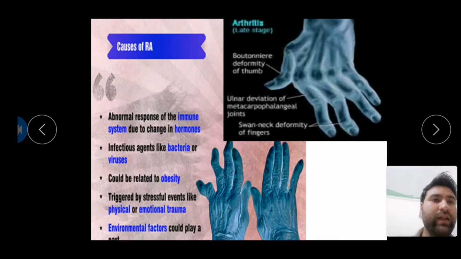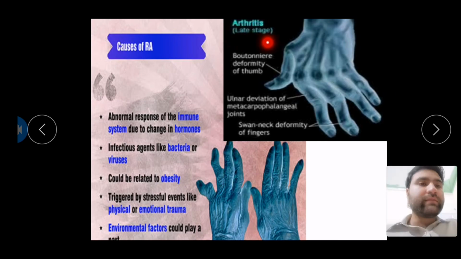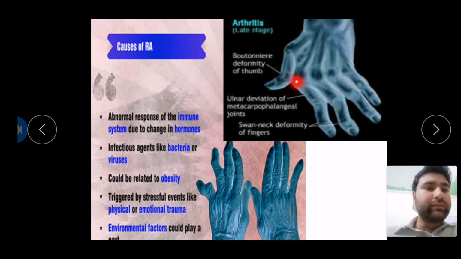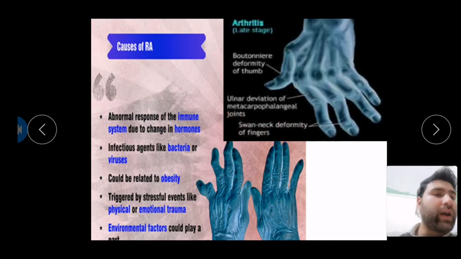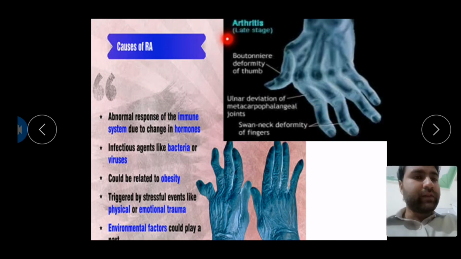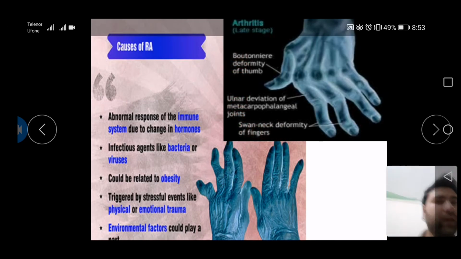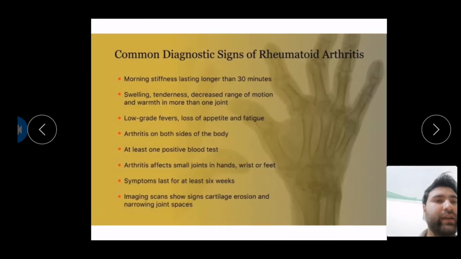Here you can see some major signs, that is boutonniere deformity of the thumb and ulnar deviation of metacarpophalangeal joints. Metacarpophalangeal joints are ulnar deviated, and swan neck deformity. Swan neck, here you can see swan neck deformity of the distal joints of the fingers. So these are some of the major signs of rheumatoid arthritis.